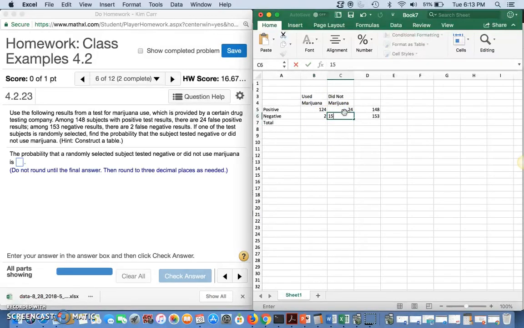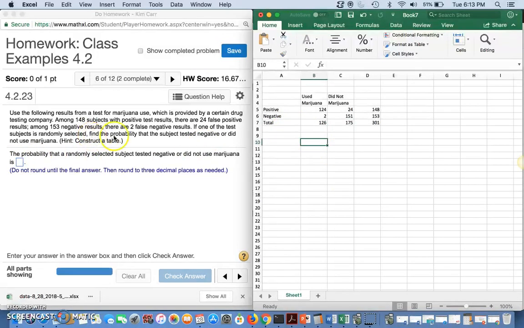So 151 would be the ones that did not. And remember, we always need to total things if all possible. So let's sum up this little column, and we can copy it, paste it over here, Control V, and we've got our totals.